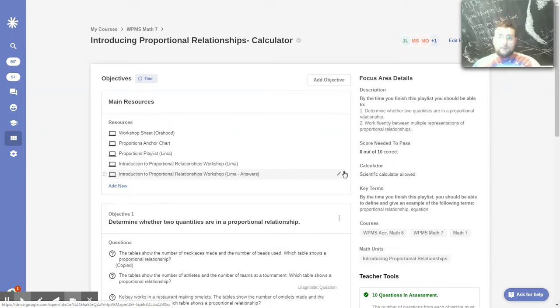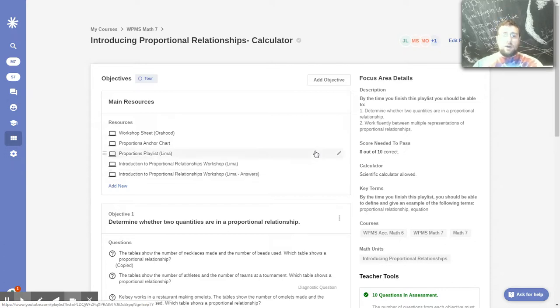Miss Orahood made a practice worksheet. I also made an anchor chart that has everything you need to know, the most important things you need to know about the subject. And then I made a playlist of videos where I recorded myself explaining the anchor chart in detail with examples. And I also posted my own practice worksheet or workshop with answers. And then in the workshop playlist, I also go over those in detail as well. So that's the closest I can do to giving you a virtual workshop.